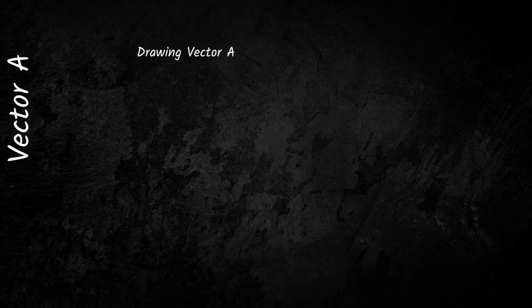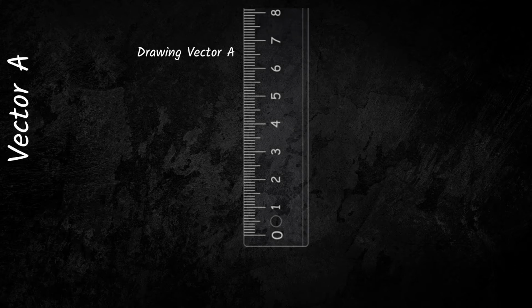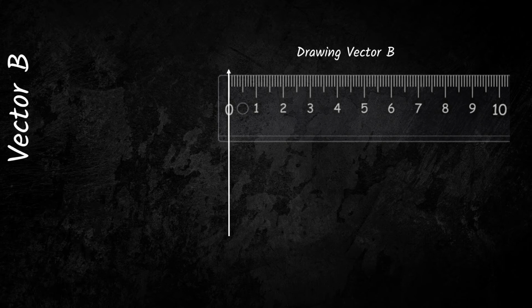vectors. To draw vector A, we are going to use a simple ruler, and we are going to draw a line measuring 6 centimeters, and of course, because vector A was in the direction north, we are going to draw an arrow in the same direction. Drawing vector B is again exactly the same process. We are going to use a ruler and draw a line 8 centimeters in length, but because vector B was due east, again we make the arrow in the same direction.